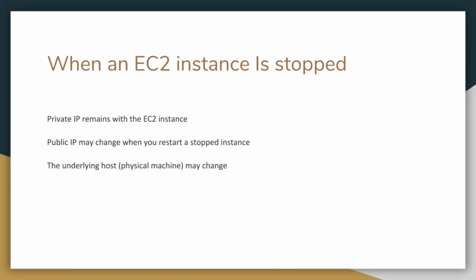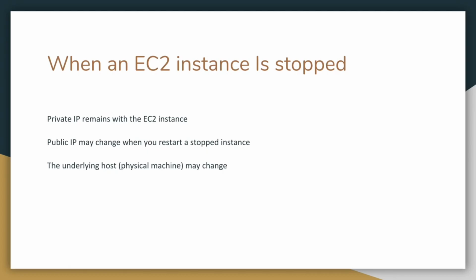When an EC2 instance is stopped, right? So we looked at the instance lifecycle earlier, but you have to know that when your EC2 instance is stopped, certain things happen. The private IP remains with the EC2 instance, but the public IP goes away. You cannot expect to keep your public IP if you stop your EC2 instance. Now, that's unless you have an elastic IP attached to your EC2 instance, and that's another thing. But most of the time, the default public IP that you get goes away when you stop an EC2 instance.